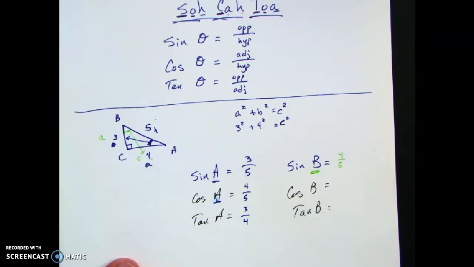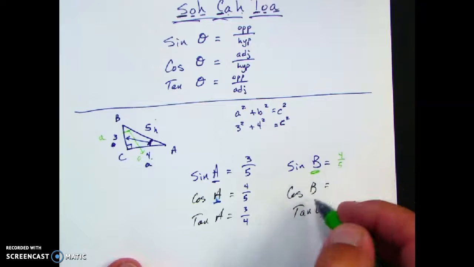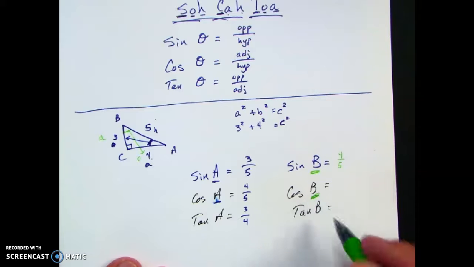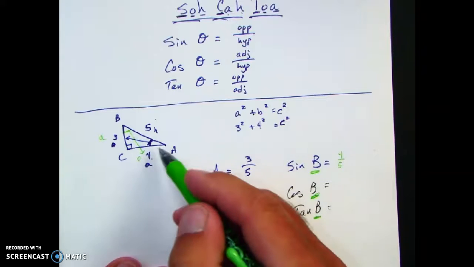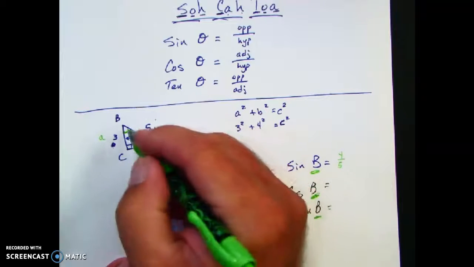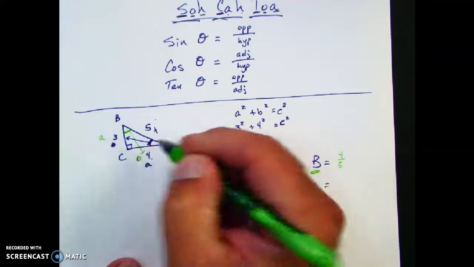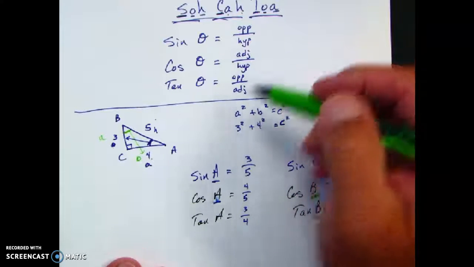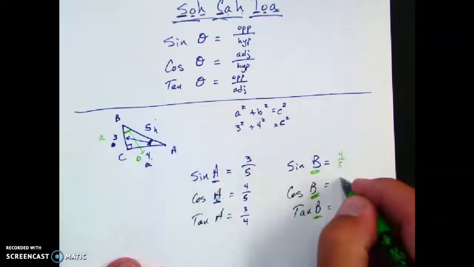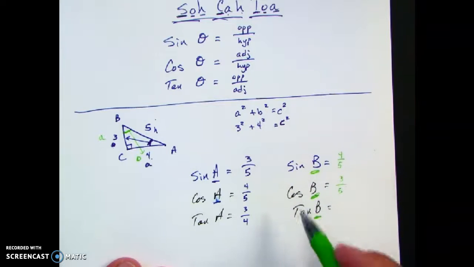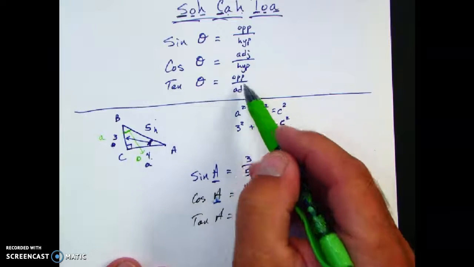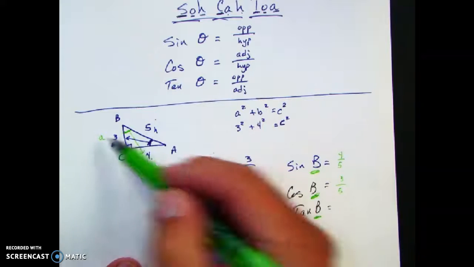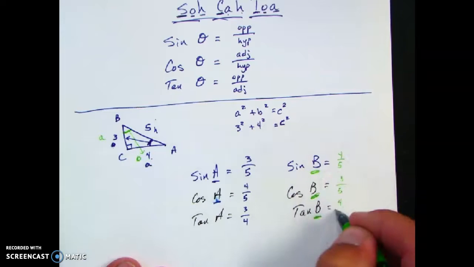So all we're doing right here is showing what those ratios are, and it's all about identifying the sides. So now pay attention to my color change. I went now to angle B. So if I'm at angle B, now I'm considering the 4 as my opposite side, the 3 is my adjacent. So for cosine, that is adjacent over hypotenuse. That would be 3 over 5. And tangent of B, tangent is opposite over adjacent. Opposite over adjacent would be 4 over 3.